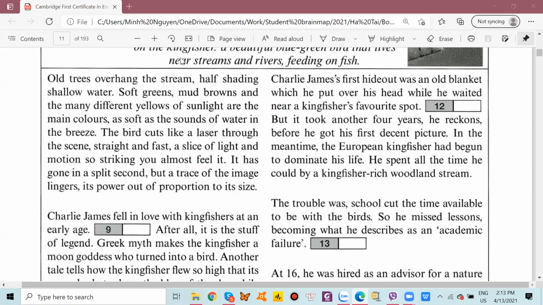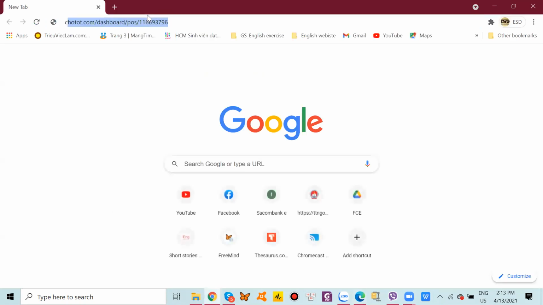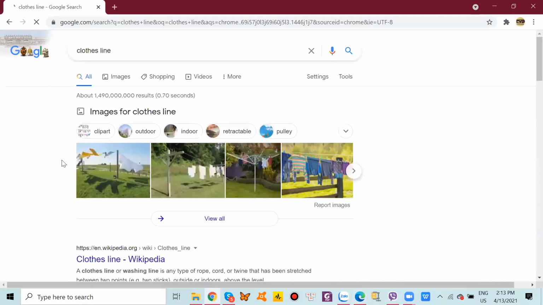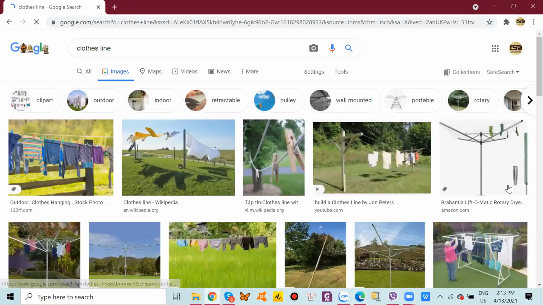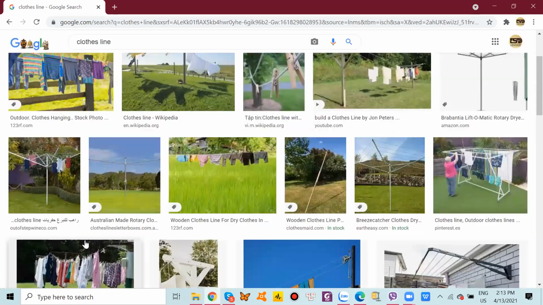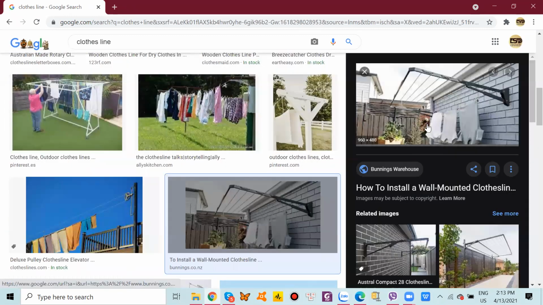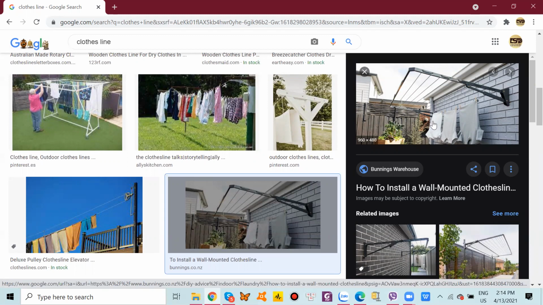In my house I hang the clothes on the terrace. Because what? Because I think it's well air, and it's bigger than the background.